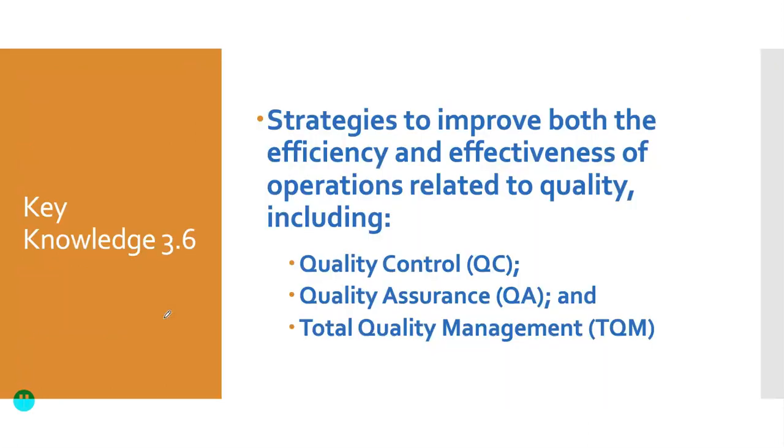If we take a deeper dive into the study design, you can see that we have three strategies to become experts at: quality control, quality assurance, and then total quality management. We hopefully are going to understand these strategies, and how, if implemented, they should improve the efficiency and effectiveness of operations, particularly because of increased quality, and we will understand their characteristics, advantages and disadvantages.